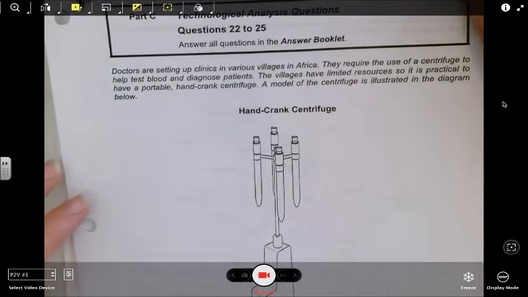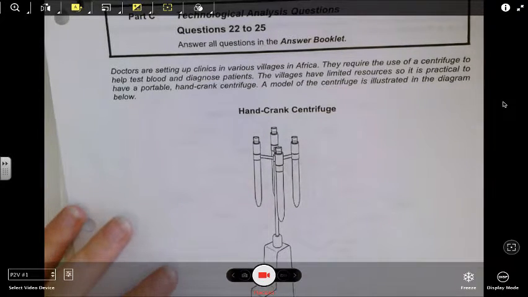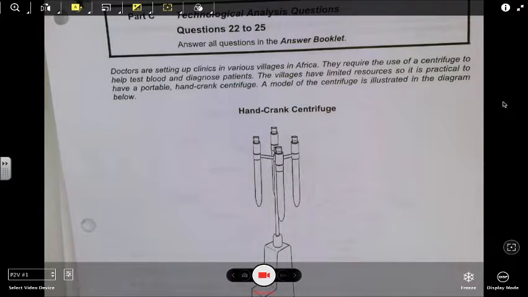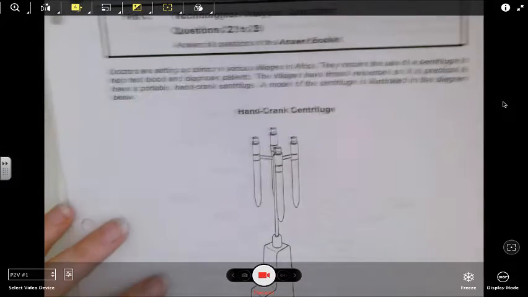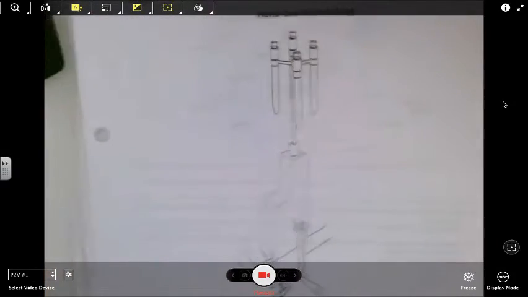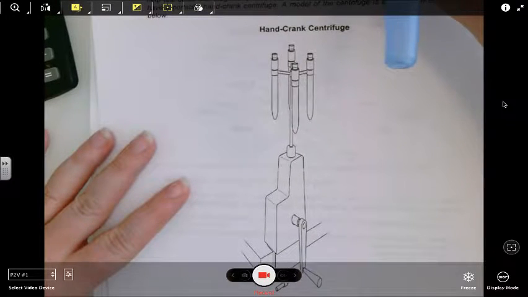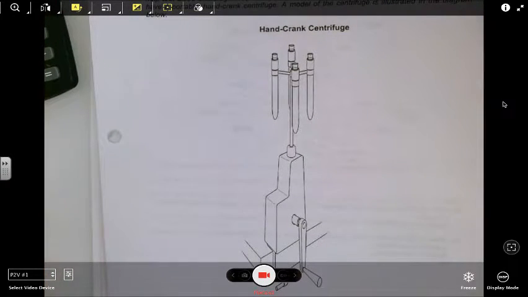It says doctors are setting up clinics in various villages in Africa. They require the use of a centrifuge to help test blood and diagnose patients. The villages have limited resources, so it's practical to have a portable hand crank centrifuge. A model of the centrifuge is illustrated in the diagram below. During part C, it's tech analysis, so they give you some kind of object, in this case this centrifuge, and all of the questions after this are going to have to do with the centrifuge and how the different parts and components work.